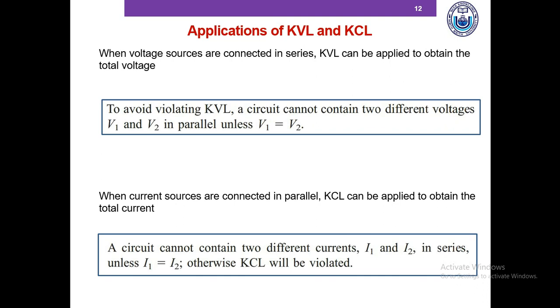So just to summarize, when voltage sources are connected in series, KVL can be applied to replace them with one voltage source, but if they're connected in parallel, it can only be a valid circuit when all of the voltage sources have identical values. Similarly, when current sources are connected in parallel, KCL can be applied to combine the current sources and replace them with one current source. However, when current sources are in series, the circuit is invalid except when all the current sources have identical values. Then the circuit is valid.